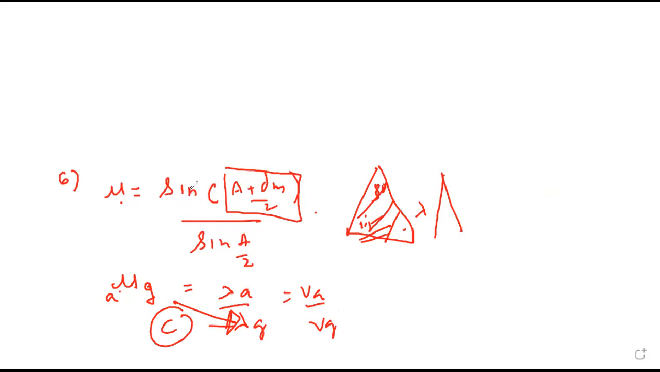See, the formula of sin i upon sin r can be written like this. That doesn't mean that mu is depending on i. i will depend upon mu. r will depend upon mu. And mu will depend upon wavelength.